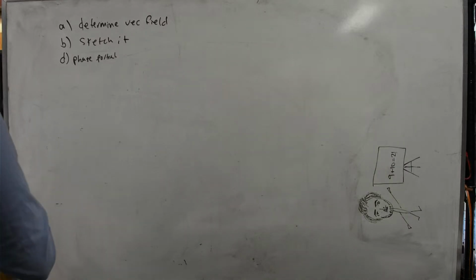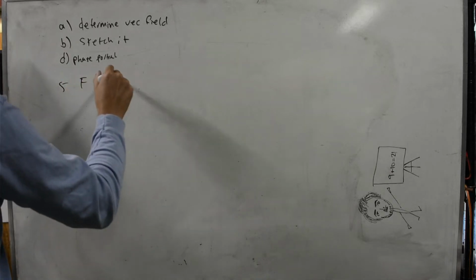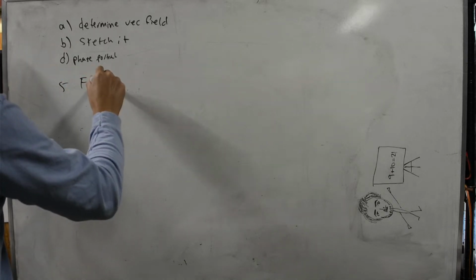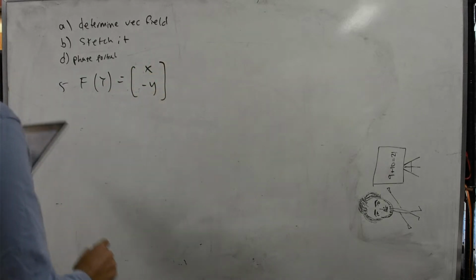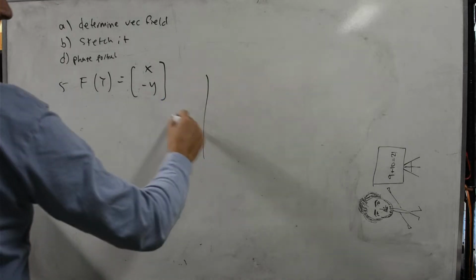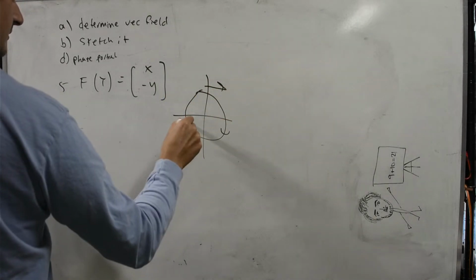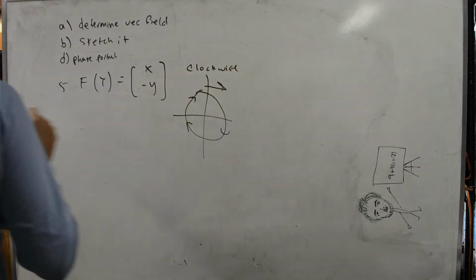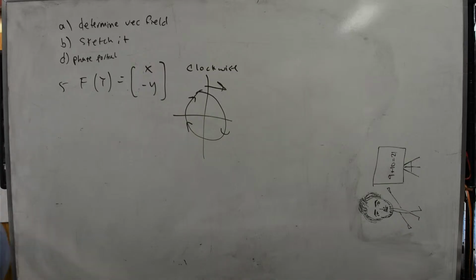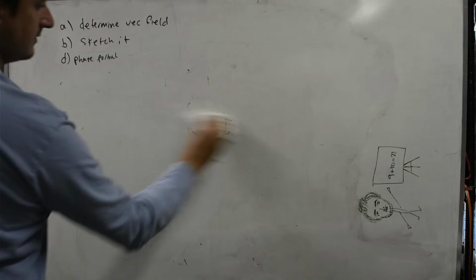Okay, 5. 5 is the opposite. So you just get a circle going this way, clockwise. Okay, so that's that.